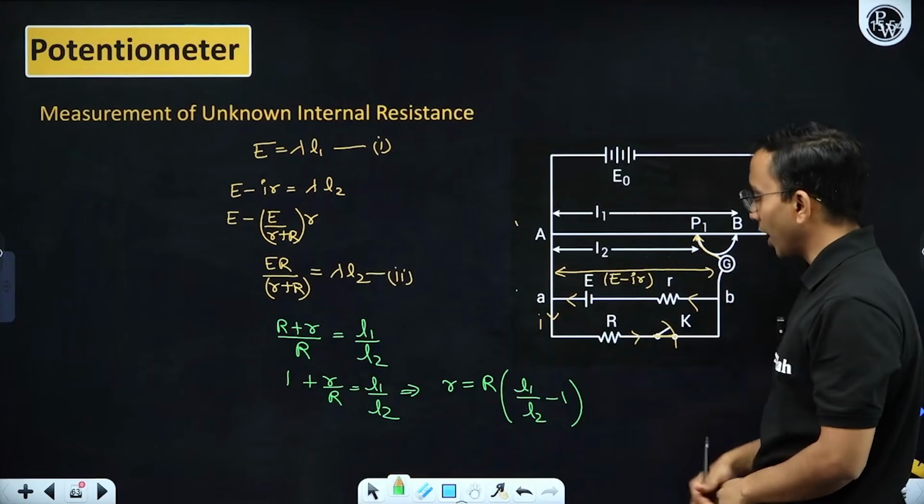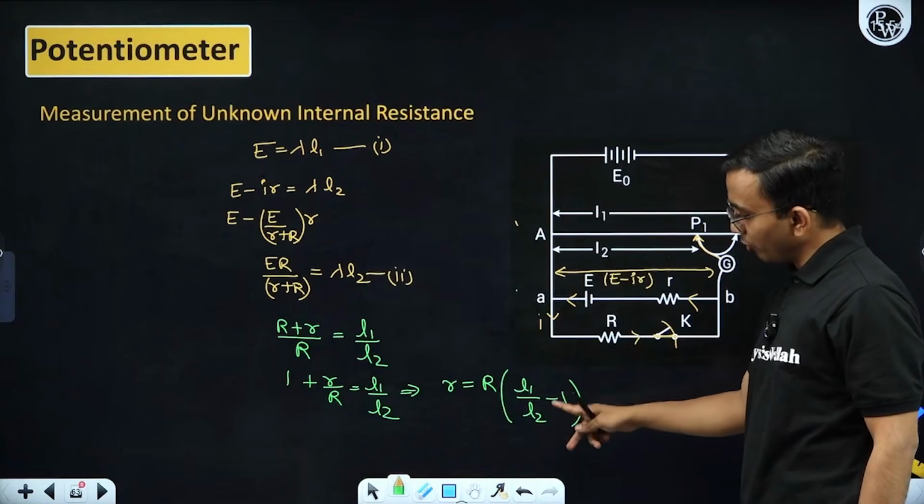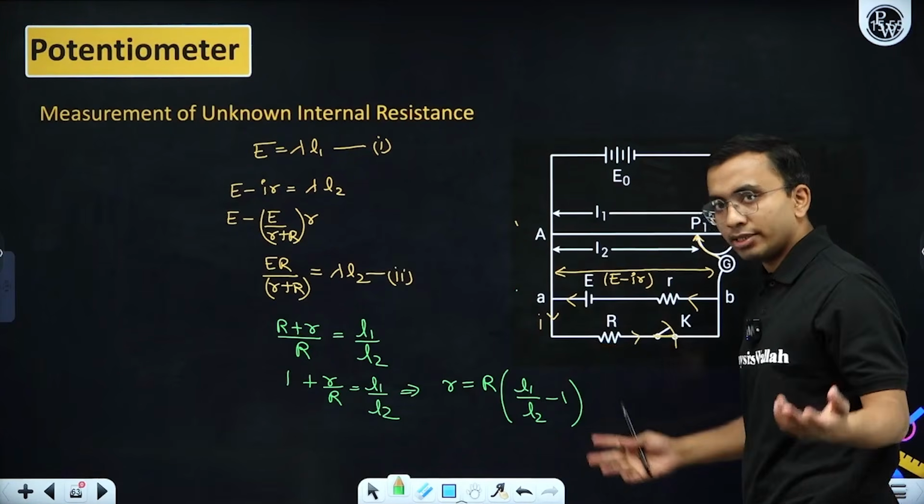Okay, L1 is greater, therefore the L1 by L2 ratio is greater than 1. It will be a positive internal resistance, positive only.